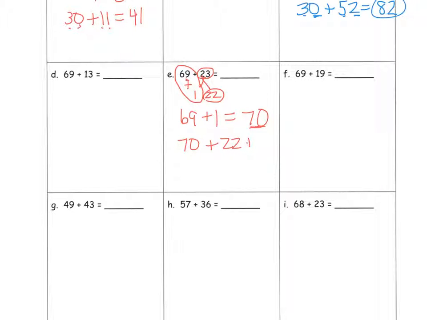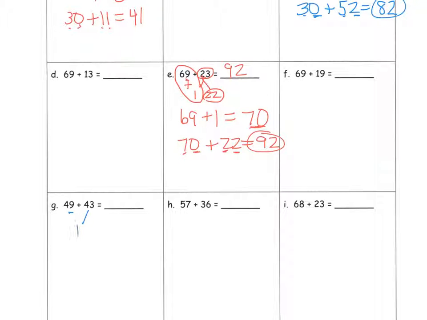And what I'll do with that is I know I have a 0 in the ones and a 2 in the ones. And then 2 tens plus 7 tens is 9 tens. So 92. Two more. Again, I have a 9.